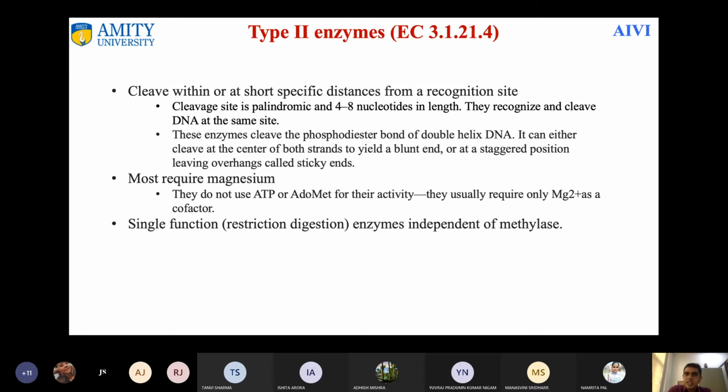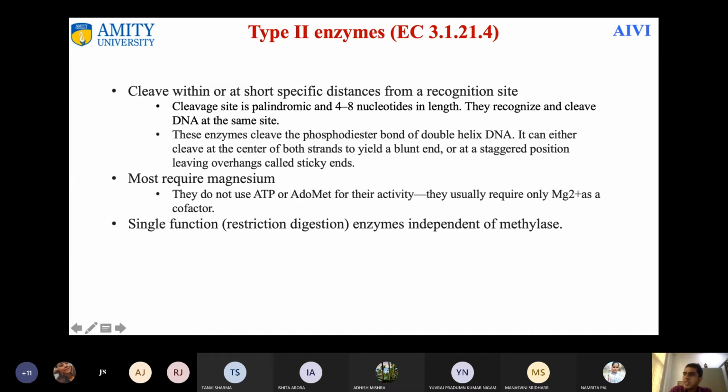They recognize and cleave DNA at the same site. So your recognition site and the cleavage site are going to be the same. These enzymes cleave the phosphodiester bond of double helical DNA. So they cut double helix only, not single stranded, and they produce a cut at both ends. How they produce the cut at both ends will depend upon where they cut.